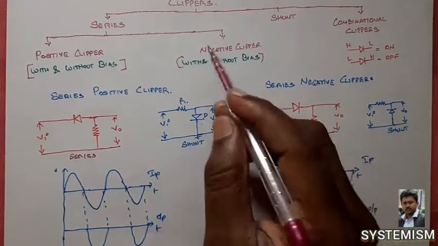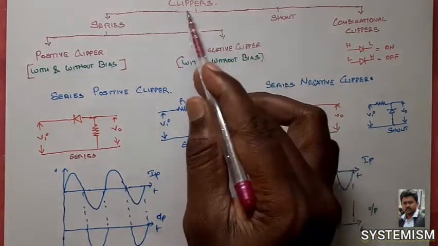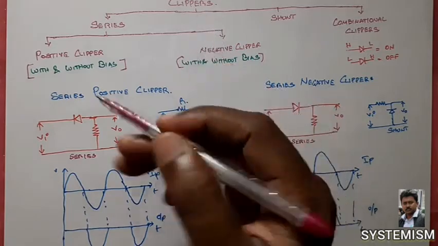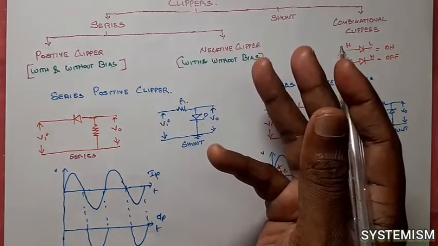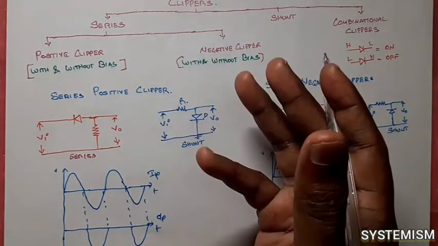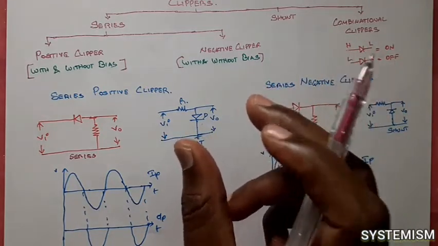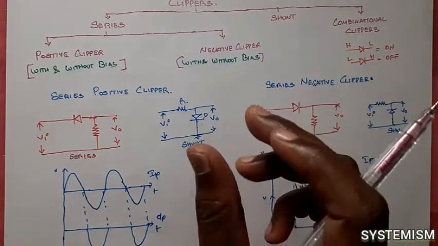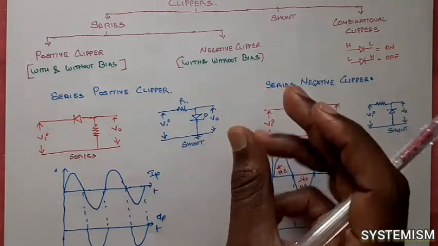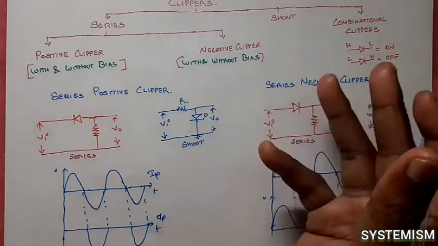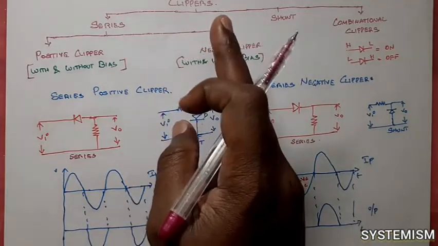Hello everyone. Today we are going to see about clippers. Clippers are otherwise called wave shaping circuits. Okay. So what is this wave shaping and clipper circuits? If you are given a sine wave, then we want to convert that wave into a particular type of wave which is required. We can do it by means of this clipper.